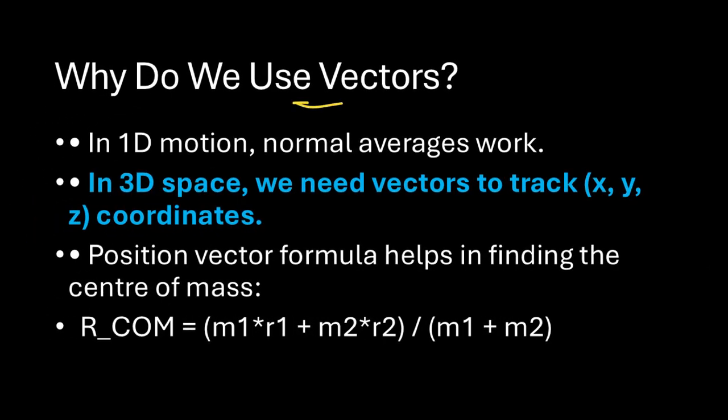Now, why do we use vectors? Because in 3D space, we need vectors to track x, y, and z, all three coordinates. And we know that the corresponding position vector of the center of mass will be given by (m1 r1 + m2 r2) / (m1 + m2). Again, we are specifying only a two mass system.